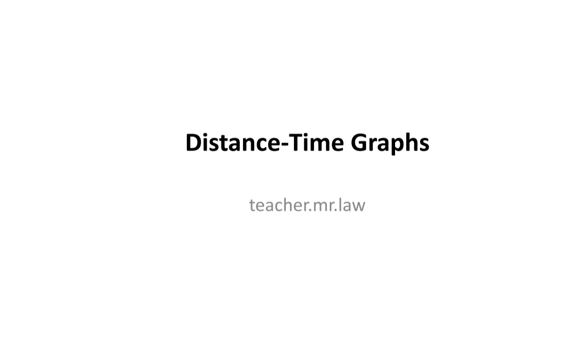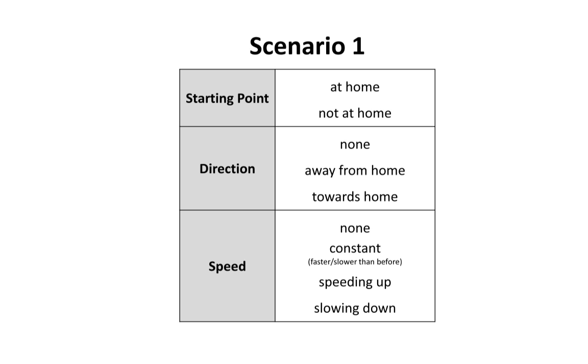In today's lesson, we'll be learning about distance-time graphs. A distance-time graph displays the movement of an object over time. The movement of an object can be described in three ways: its starting point, its direction, and its speed.